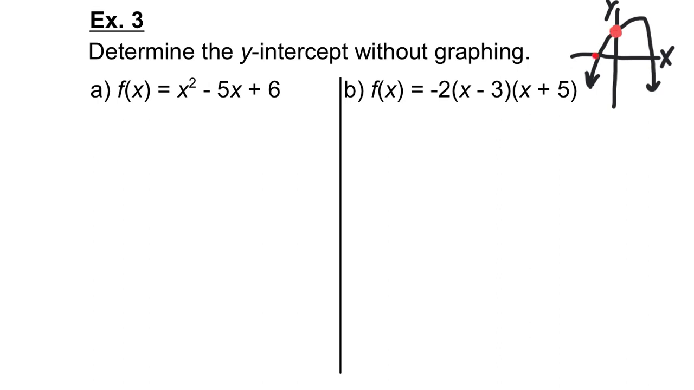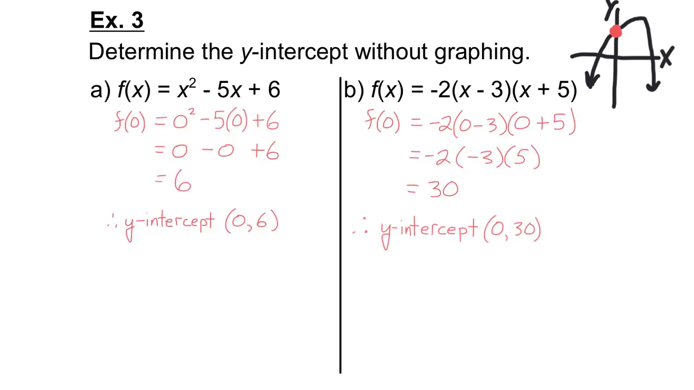Think about the y-intercept. It's where the function crosses the y-axis. Well, what's the value of x at that point? Always 0. So if we substitute 0 for x and calculate, we get what y is at that point, and that gives us the y-intercept. So if I find the value of the function when x is 0, all I have to do is calculation. I don't have to do any expanding and simplifying, just follow BEDMAS, and I end up with my y-intercepts.